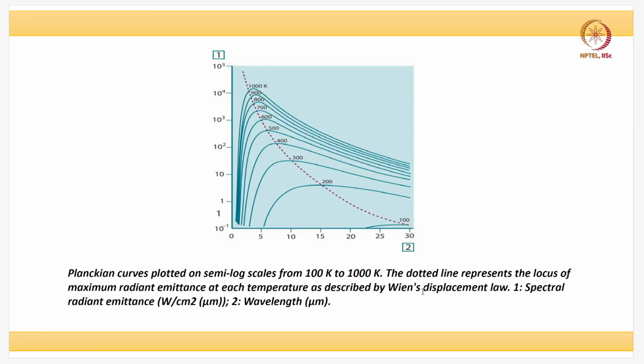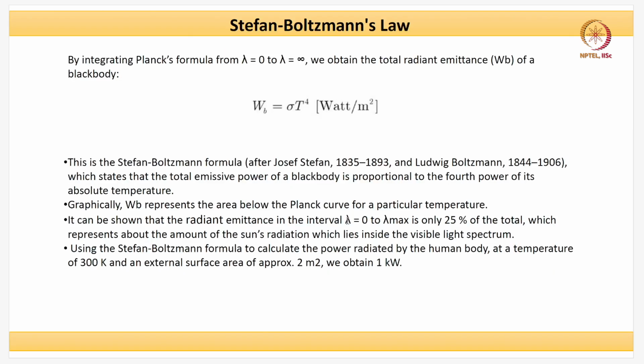This is the spectral radiant emittance and this is the wavelength. So this is how the curves are plotted, and this is the locus of the peak as it shifts. So we are making a case for why infrared is important.